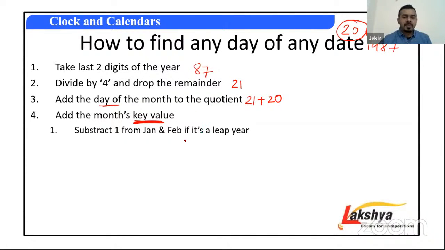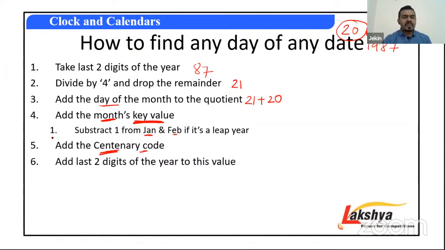And if it is a leap year and if you have a date like Jan and Feb, you have to subtract one. Forget about it. Next is add the centenary code. Add the month's key value. Add the centenary code. I'll tell you what to do. Add the last two digits of the year to this value.